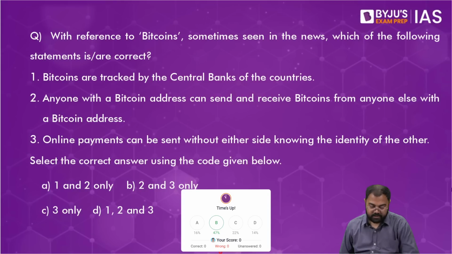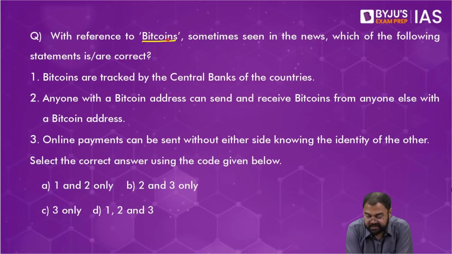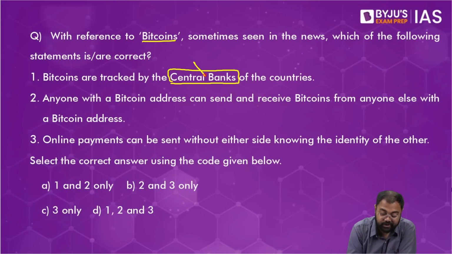So 47% of you have marked B, which is the correct answer. Let me just discuss this with you. With reference to bitcoins, sometimes seen in the news, which of the following statements is or are correct? First statement is bitcoins are tracked by the central banks of the countries. That's the entire idea, that we should not be able to track, correct? We discussed that it is a decentralized distributed network, and nobody knows anyone in this entire network. So that's why it is not being tracked.